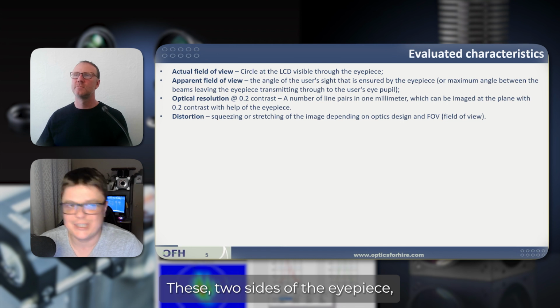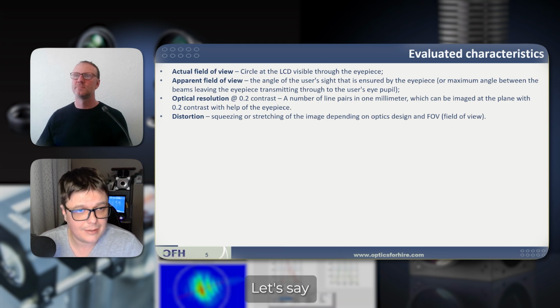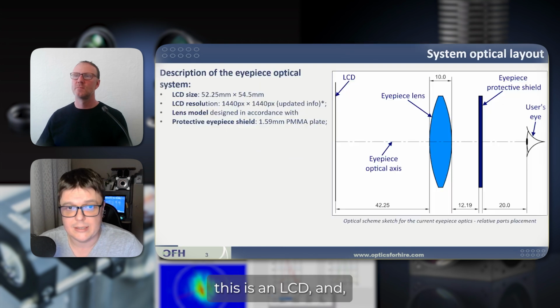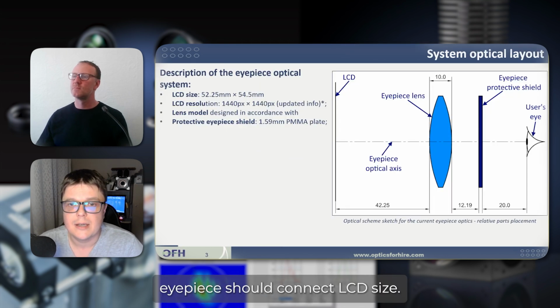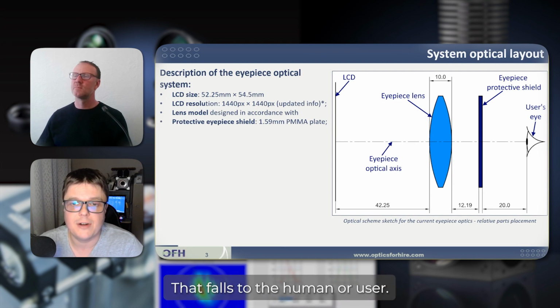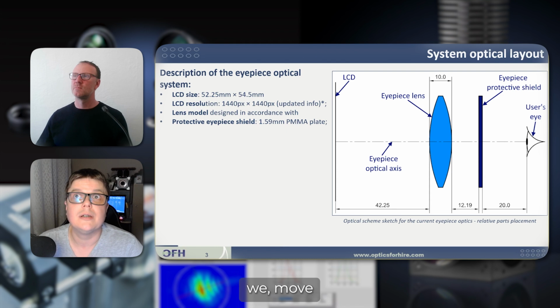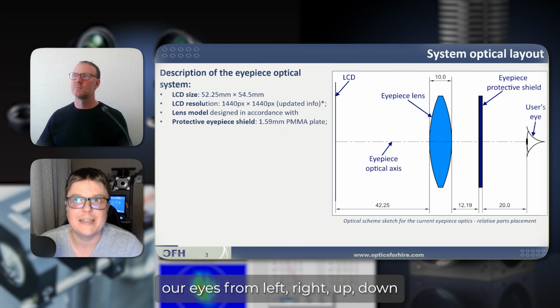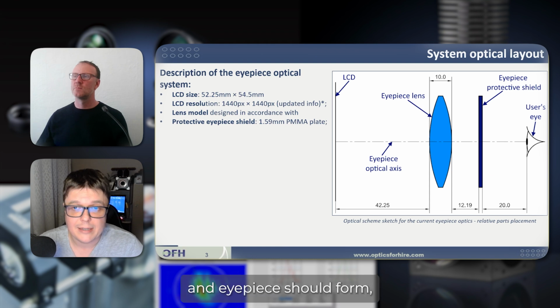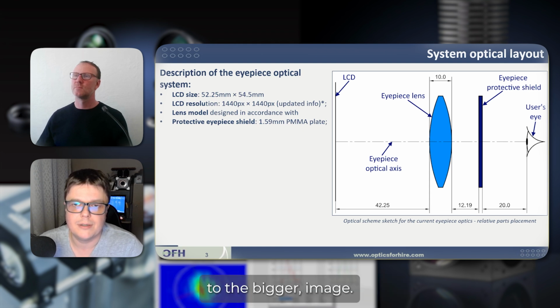These are two sides of the eyepiece. The eyepiece is for the imaging of some object in its object plane. In our case, this is an LCD, and the eyepiece should connect the LCD size and the angle of rays that fall to the human or user eye. When we're looking somewhere, we move our eyes left, right, up, down to see different objects, and the eyepiece should form beams which will fall to the eye at some angle, and the wider the angle, the bigger the image we can see.